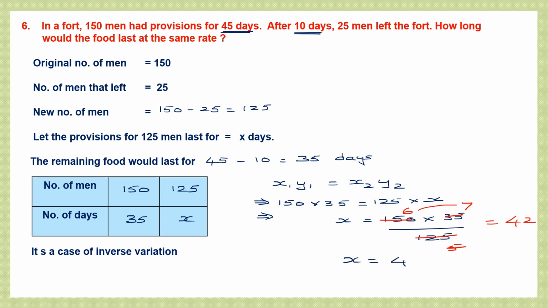X is 42. And what did we say x is? We said let the provisions for 125 men last for X days. That means for 125 men, it will last 42 days. So the provisions for 125 men will last for 42 days, and this is our answer.